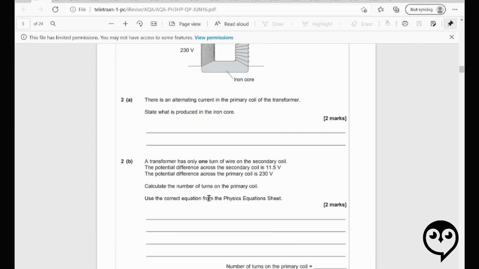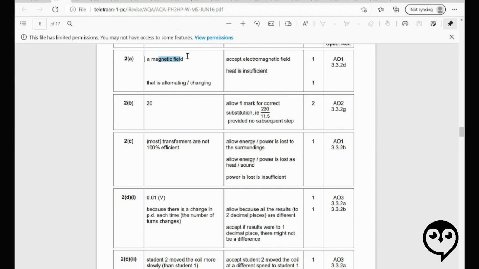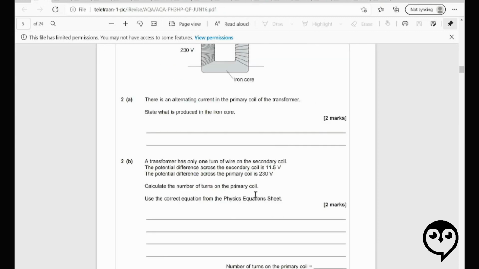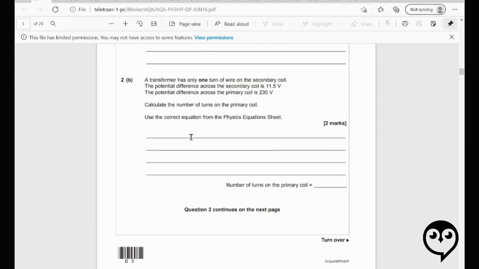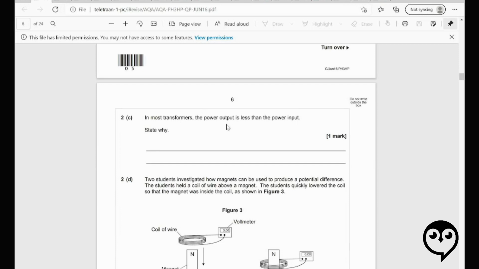Here they want us to do a calculation. We've seen this already, so we'll just briefly look at the mark scheme. Yes, magnetic field that is alternating. Here's your 230 over 11.5, so it's 20. That's how you would have calculated that. Let's move on. In most transformers, the power output is less than the power input, and it's because transformers are not efficient.